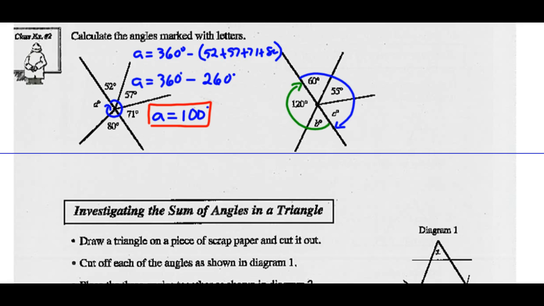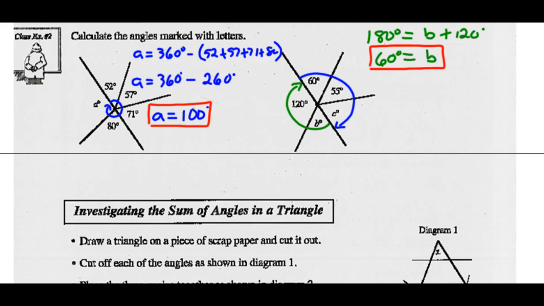Now, we know that for angle B, angles along a straight line add up to 180. So 180 should equal B plus 120. So I subtract 120 from both sides, and 60 degrees would equal B. Okay.